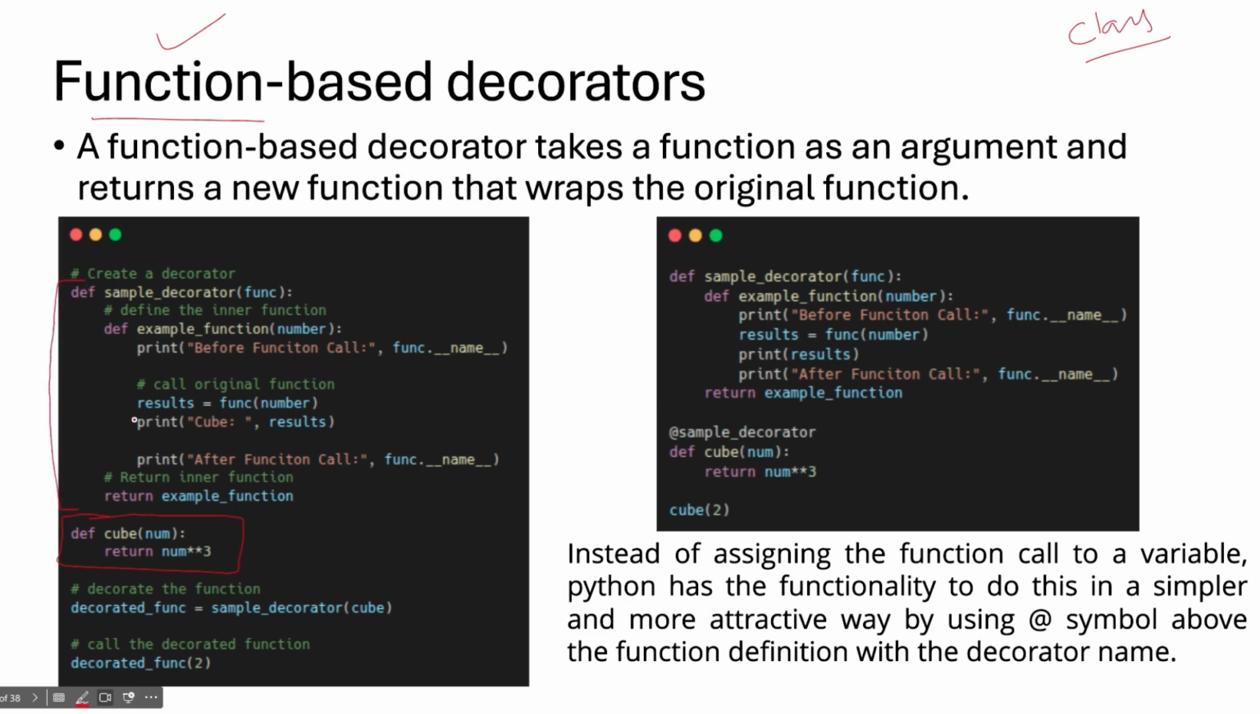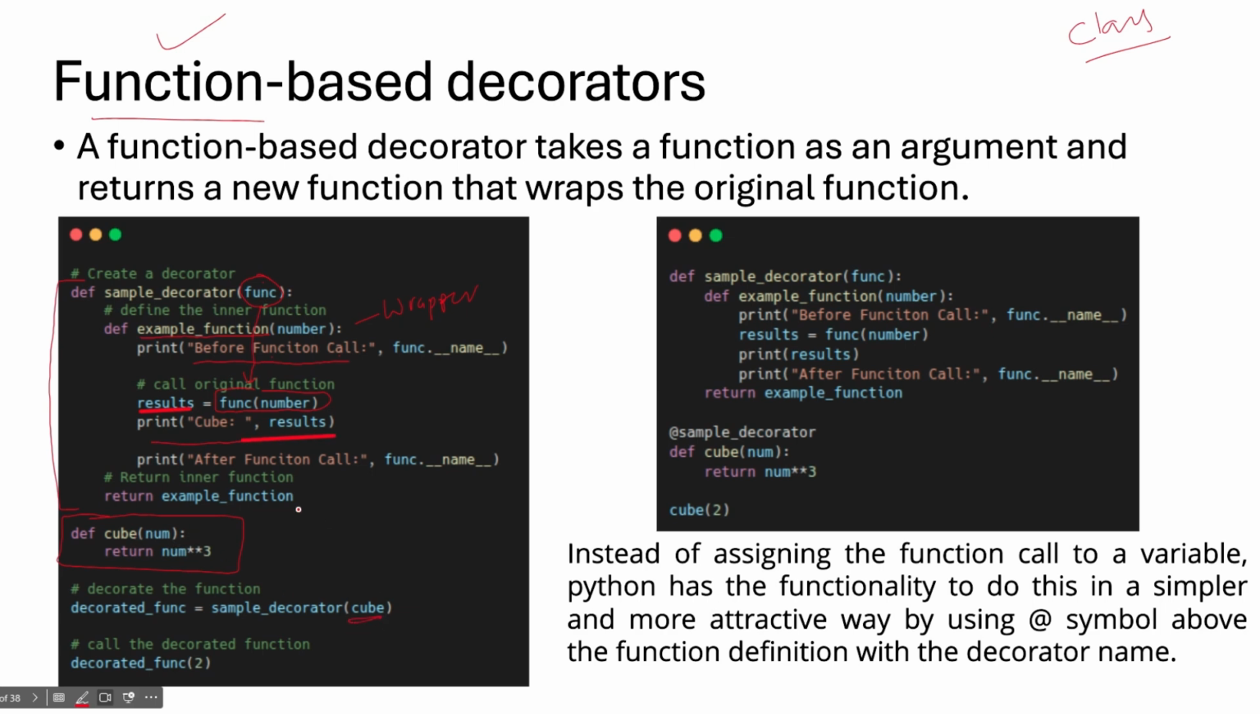This is my decorator. The name of the decorator is sample decorator. It takes a function as input, and inside it creates its own function. Generally this is known as a wrapper, or inner function. In the inner function it is printing or doing some operation, like printing before function call. Now it calls the function. Whatever function you pass here, it will be called here and the output will be here, and it prints the output. The output is cube because we pass this function here.